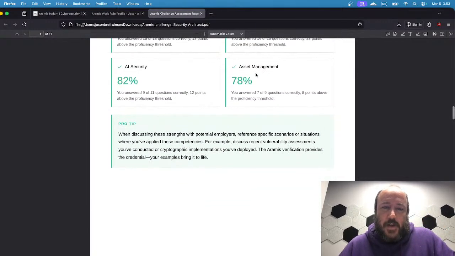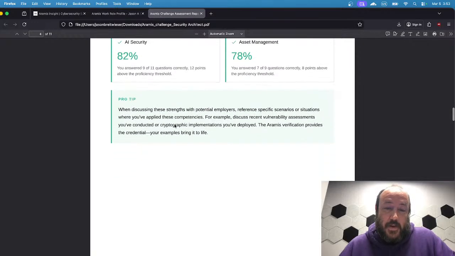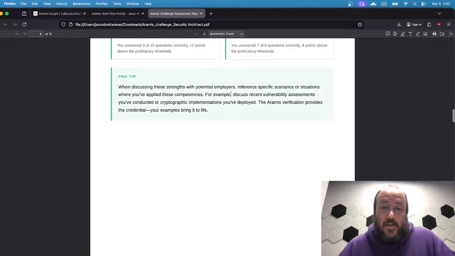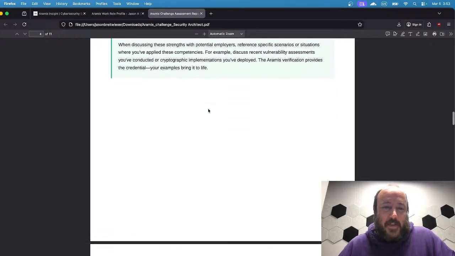Asset management is a little bit weaker than AI security, but going through these things, thinking through the specific scenarios or situation, I've applied these competencies. I could discuss that recent vulnerability assessment I conducted. We did that at the beginning of this live stream. Cryptographic implementations I've deployed, yeah, not a whole lot lately. But that being said, everything uses SSH and everything uses TLS. So those things are strong points. I took that for granted.